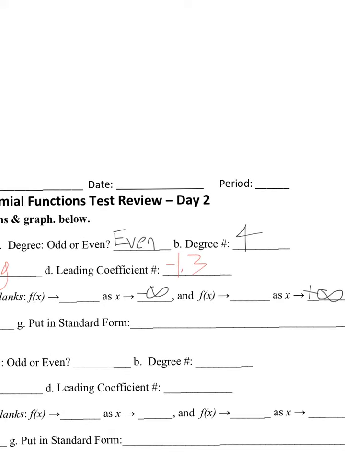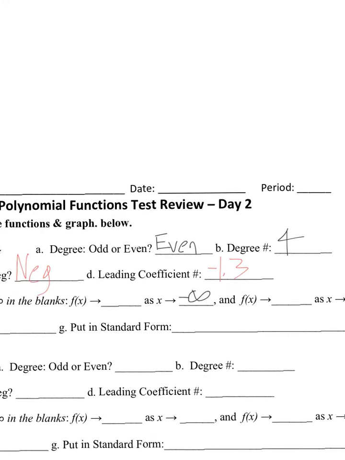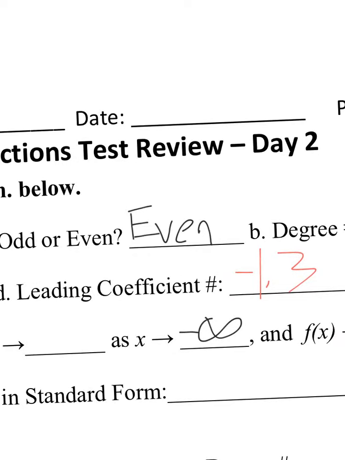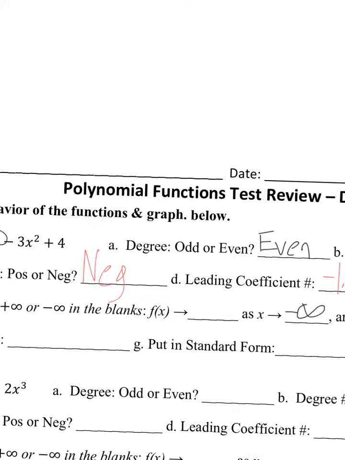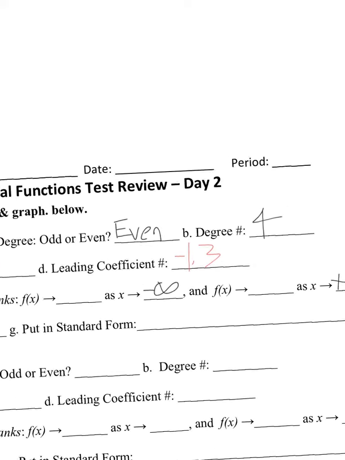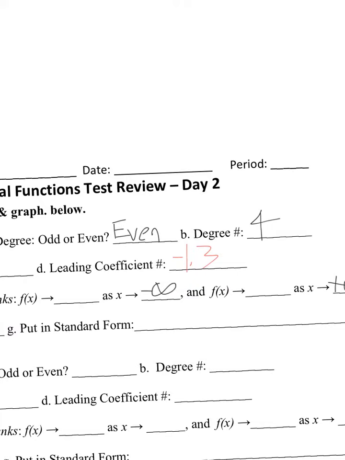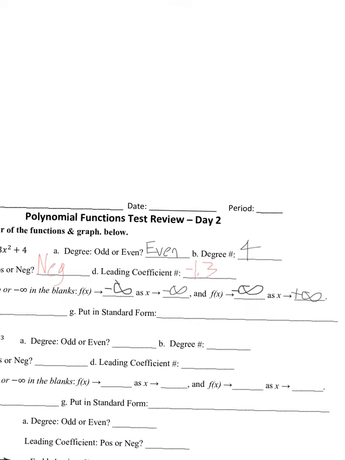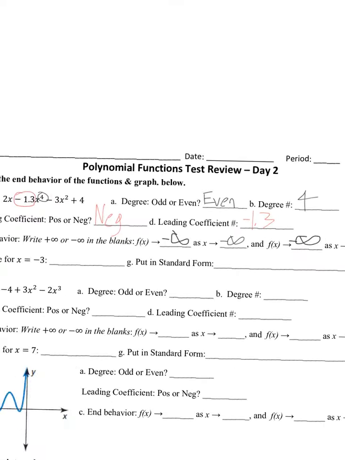The f of x ones are the up or down ones. And so if it's even, they're either both going to go up or both going to go down. Up for positive, down for negative. And we have a negative function. So in these y ones, or the f of x ones, I'm going to write negative infinity both times. Okay, so that takes care of the end behavior of that graph.